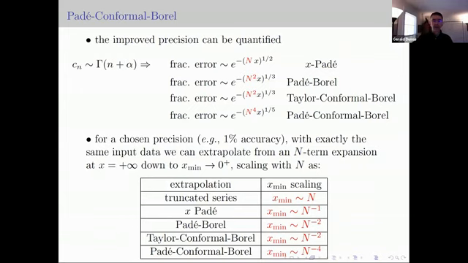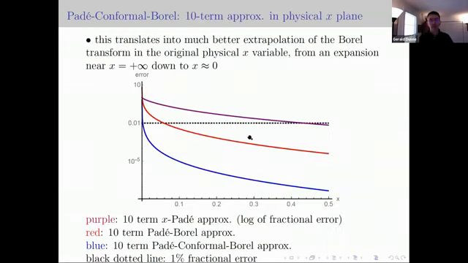This tells me that as a function of n, the minimal value of x where I can reliably extrapolate is scaling like 1 over n in this case, but like 1 over n squared in this case or this case. But if we do this conformal map and then do Padé, it's now scaling like 1 over n to the 4th. And you know, if n is 10, this is a big difference between where we can extrapolate to or not, as is shown in this particular example.